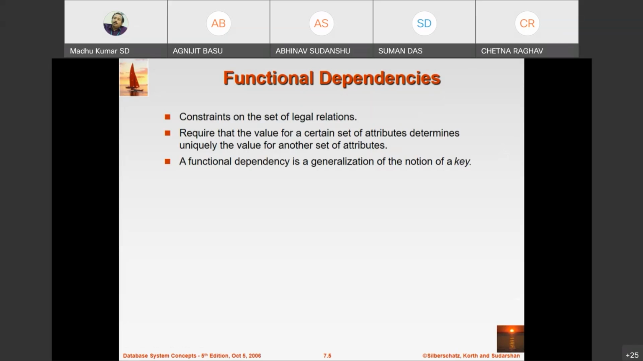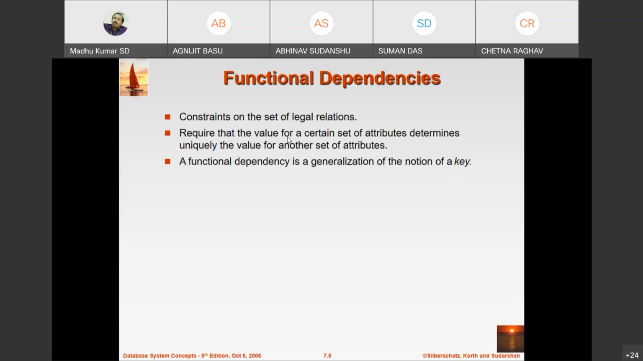It requires that the value of a certain set of attributes determines uniquely the value of another set of attributes. So a functional dependency is a generalization of the notion of a key, which we have seen in the last class. We saw primary key, secondary key, candidate key, super key, etc. Functional dependencies generalize the notion of keys in a table.